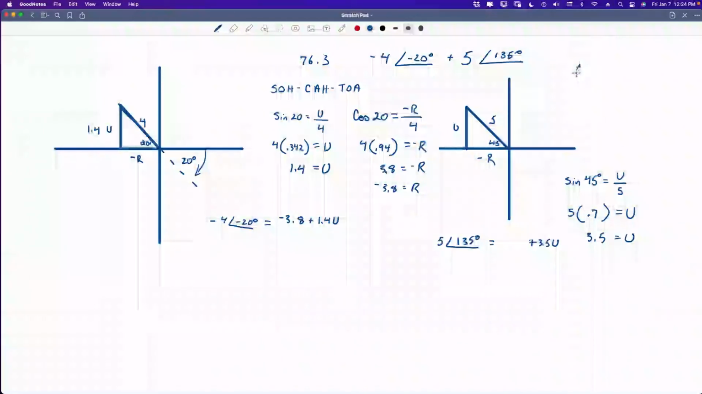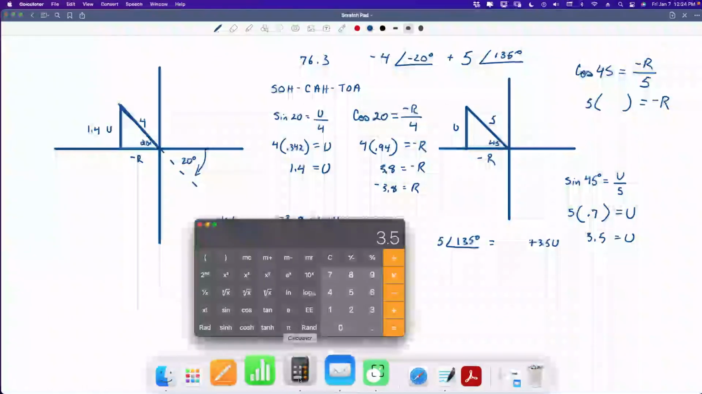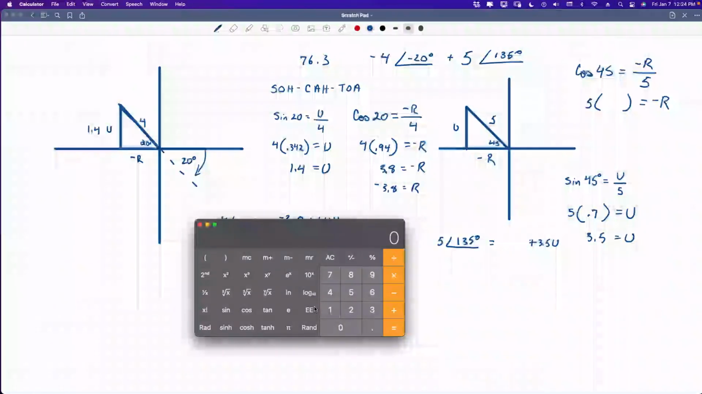All right, so now let's do the cosine. So the cosine of 45 degrees is equal to the adjacent, and the adjacent is negative r over the hypotenuse of 5, right? So we are going to multiply everything by 5. So 5 times the cosine of 45 is equal to negative r. So let's find out what that is. Okay, so 45 cosine, it's 0.7 again, which makes sense because it is a 45-degree angle, right? And that's halfway. So it should be about the same for both of those.